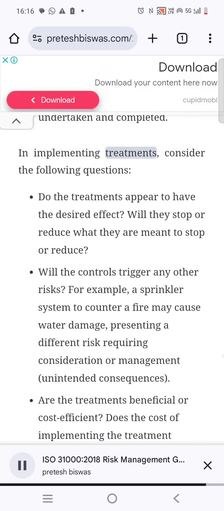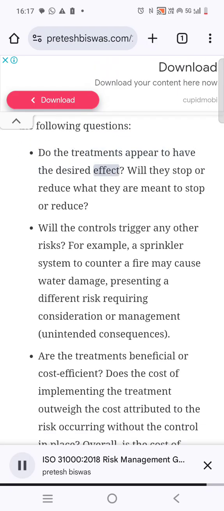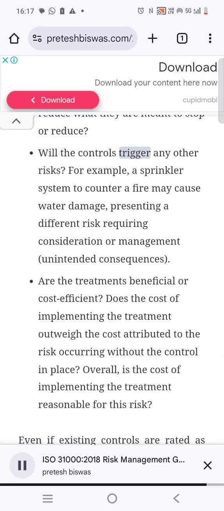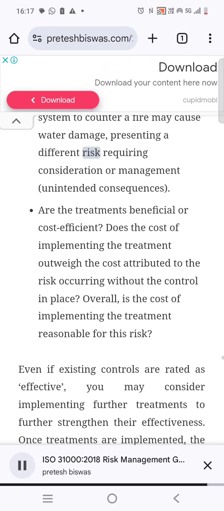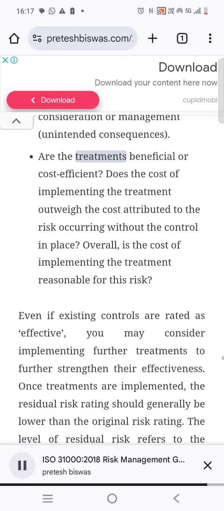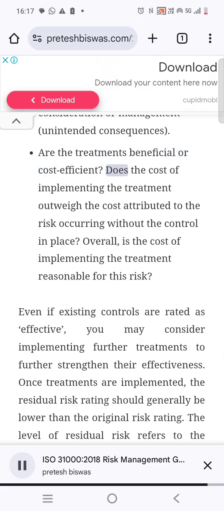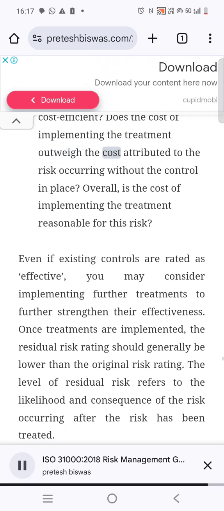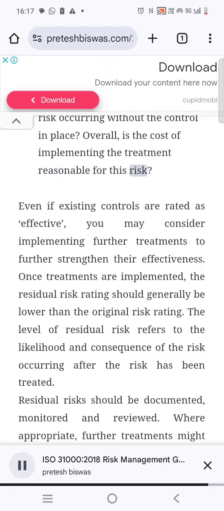In implementing treatments, consider the following questions. Do the treatments appear to have the desired effect? Will they stop or reduce what they are meant to stop or reduce? Will the controls trigger any other risks? For example, a sprinkler system to counter a fire may cause water damage, presenting a different risk requiring consideration or management. Unintended consequences. Are the treatments beneficial or cost efficient? Does the cost of implementing the treatment outweigh the cost attributed to the risk occurring without the control in place? Overall, is the cost of implementing the treatment reasonable for this risk?